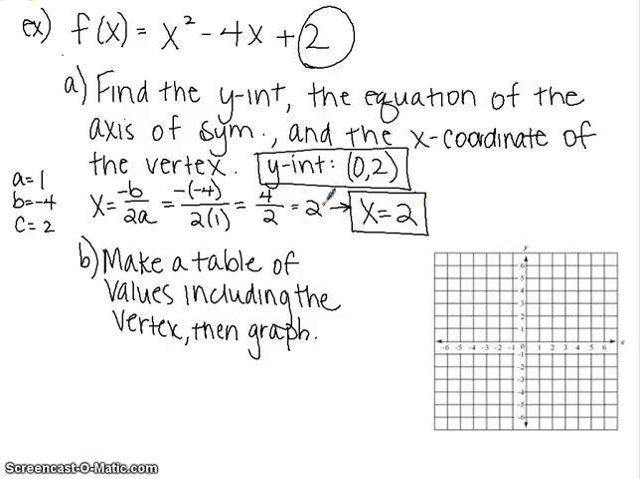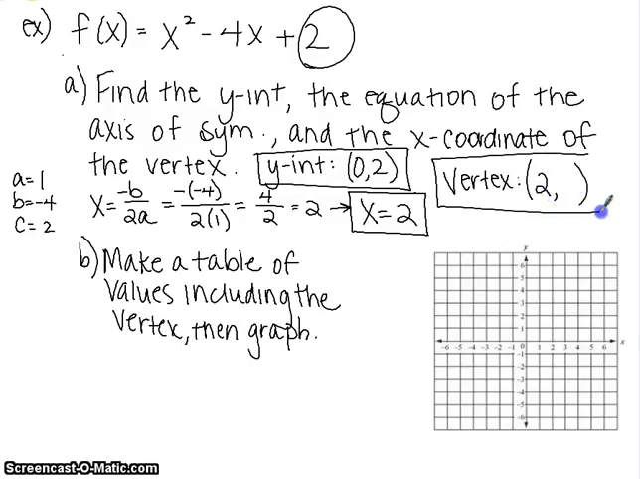Now for the last part, we've actually already done this. We want to find the x coordinate of the vertex. Remember that our axis of symmetry goes right through that x coordinate. So our vertex is going to have the form 2, some number. The x coordinate of the vertex is 2, just because the axis of symmetry is x equals 2. That takes care of some of those important pieces.